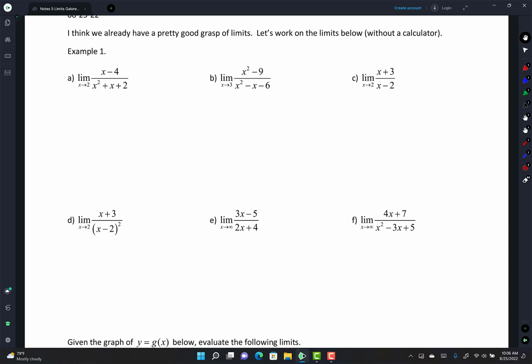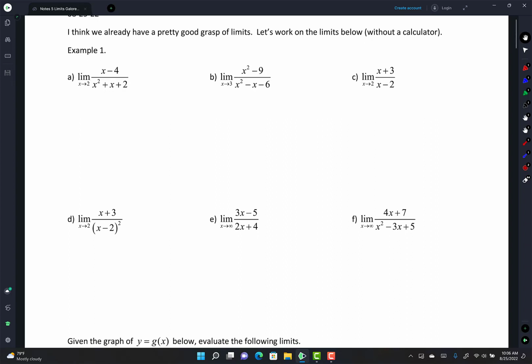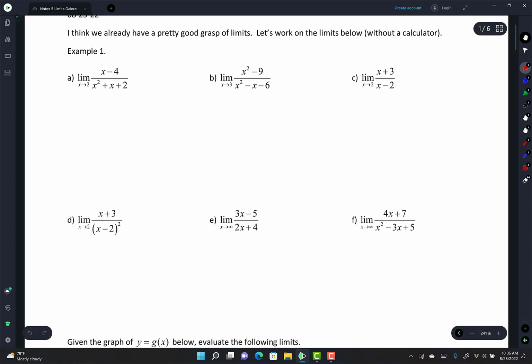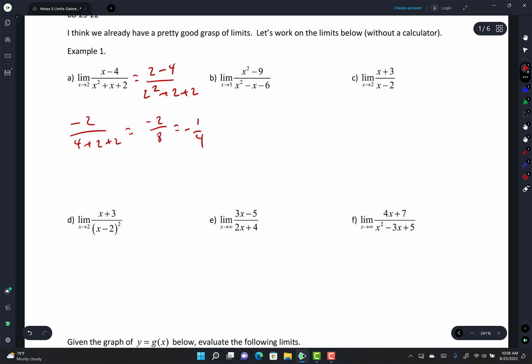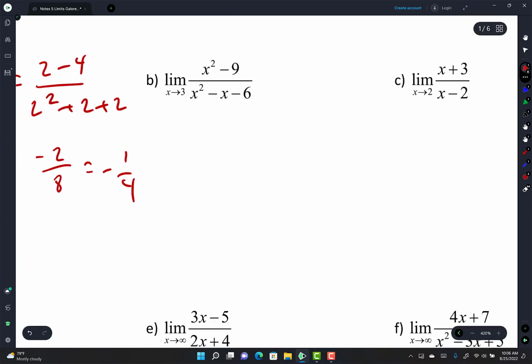Ready? Example number 1, letter A. What should I do? Plug it in, direct substitution. Can you do direct substitution? Yes, plug it in immediately. So 2 minus 4 over 2 squared plus 2 plus 2. So negative 2 over 4 plus 2 plus 2. I guess I didn't have to do that, right? Negative 2 over 8. So negative 1/4. Let me know if I made a mistake. Are we okay?